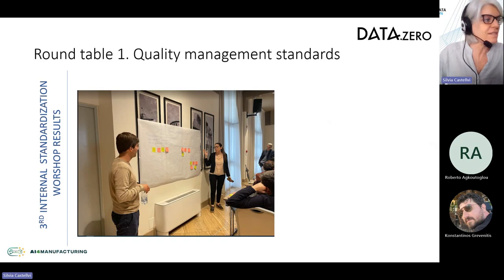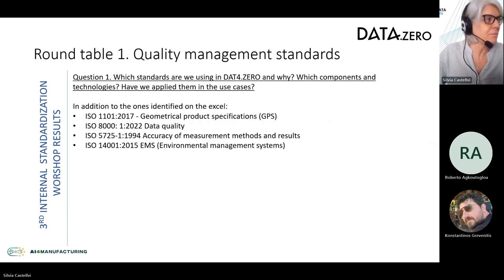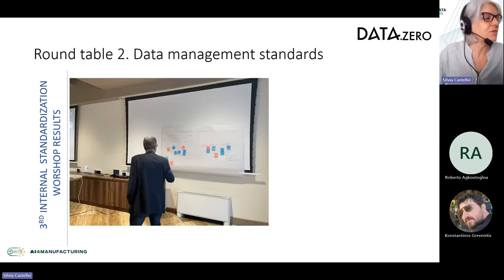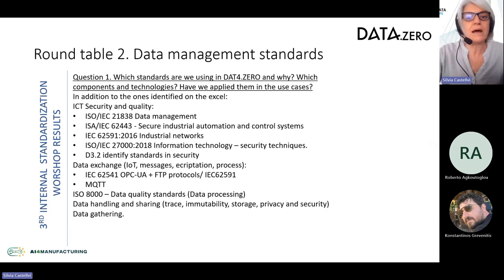So here you can see the quality management picture. Okay, I am going to skip it and go directly to data management, which was led by Holonix because they are the coordinators of Work Package 3, where we are implementing the platform for data management. With this workshop, we captured some standards that were not identified before. You can see standards for data management, for secure industrial automation and control, for industrial networks, and information technology security techniques.